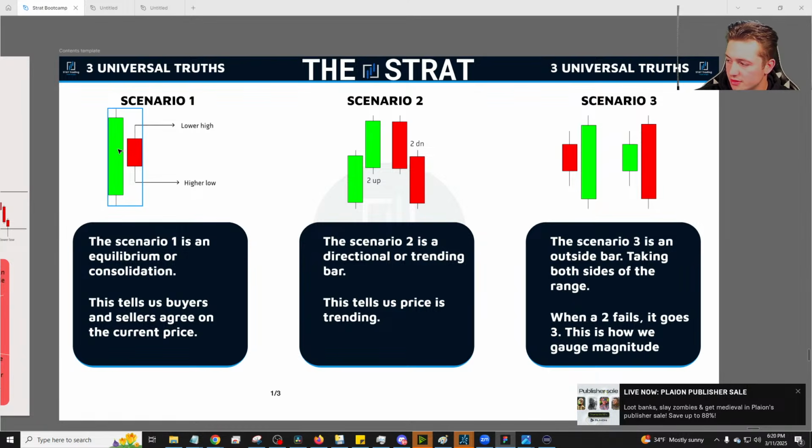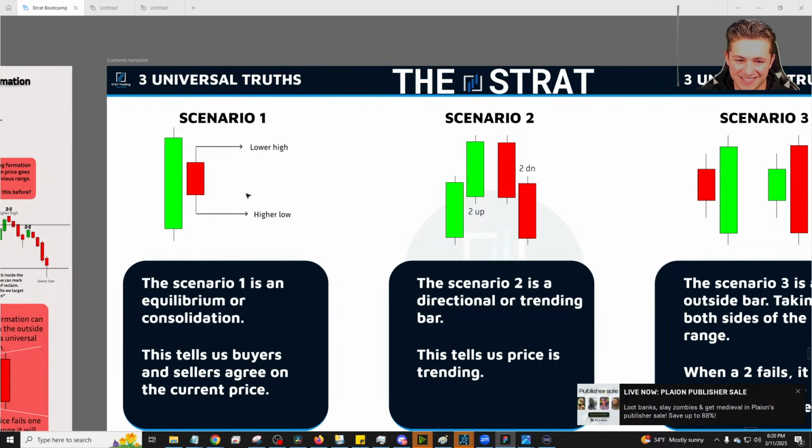So when this occurs, we are stuck in the middle of the range, and that is considered a consolidation because price action is getting smaller. It's making lower highs and higher lows. What that tells us is buyers and sellers agree on the price right now because it's not going anywhere. You can see it's red. So you could say, hey, the sellers are more aggressive since it's red, but it's an inside bar, right? It's not making new lows, not making new highs. It's going nowhere. So scenario one is sideways, right? We don't want to trade this.